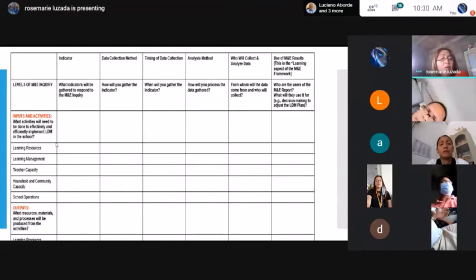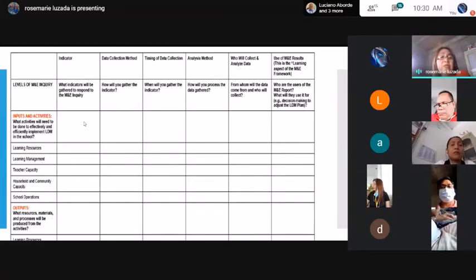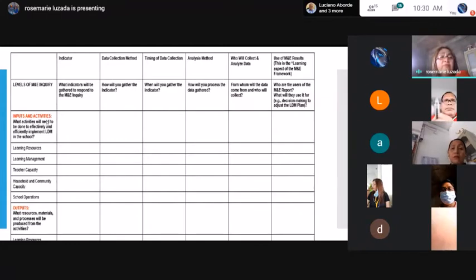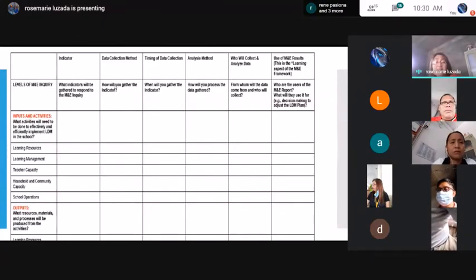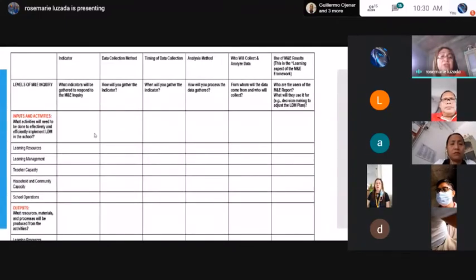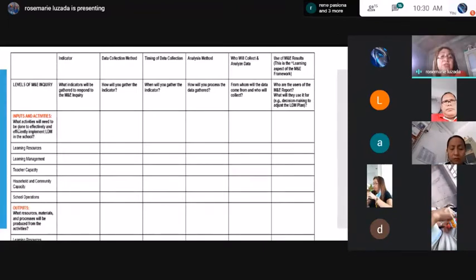Okay, inputs and activities. What are the activities we need to do to effectively and efficiently implement LDM in the school? So we have to select what indicators to respond to the monitoring and evaluation inquiry. For example, we'd like to check the teaching capacity of the teacher. So that's one of the indicators we're going to use. So what are the activities we need to do to develop the teaching competencies of the teachers, for example.